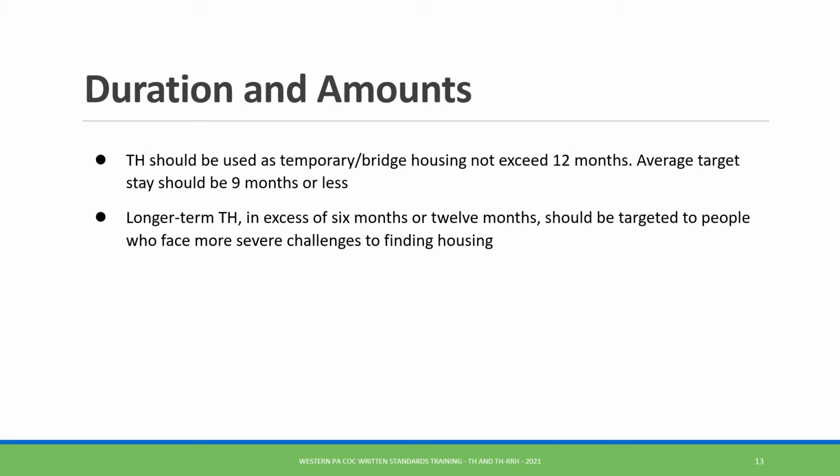Longer-term transitional housing in excess of 6 or 12 months should be targeted to people who face the most severe challenges to finding housing. And while up to 24 months is technically eligible, transitional housing, as I mentioned, is really intended to be just bridge or temporary housing. Extensions past the 12 months may be granted only in extenuating circumstances, and each organization is tasked with coming up with their own extension approval process.